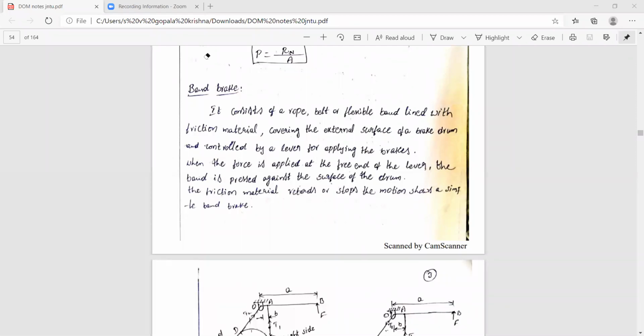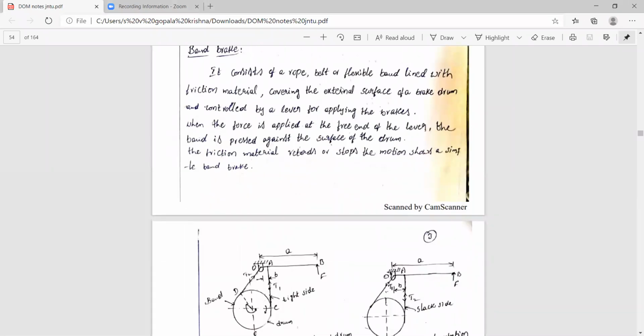Just observe the diagram. When the force is applied at the free end of the lever, that is at point B, then the band is pressed against the surface of the drum.